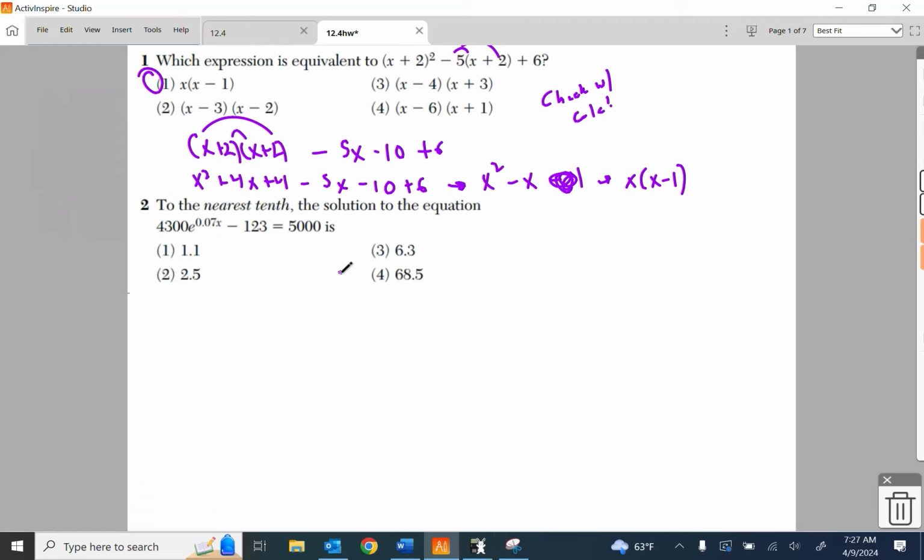Alright, number 2, to the nearest tenth, what is the solution of the equation 4300e to the 0.07x minus 123 equals 5,000? What is it? Well, we'll just start here. We'll add 123. And we'll divide out the 4300. And I really don't care what 5123 over 4300 is. I don't know why I'm making that negative either.